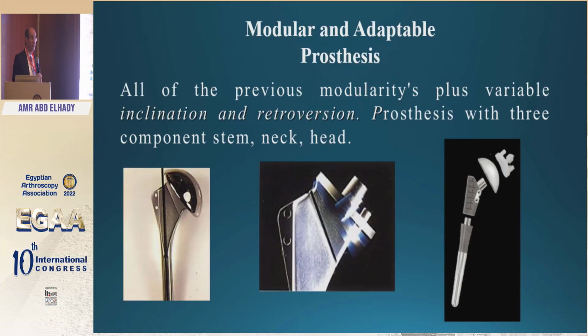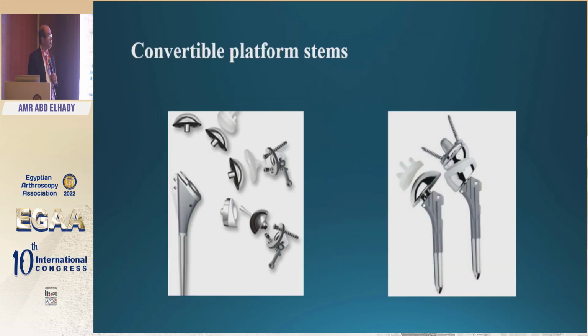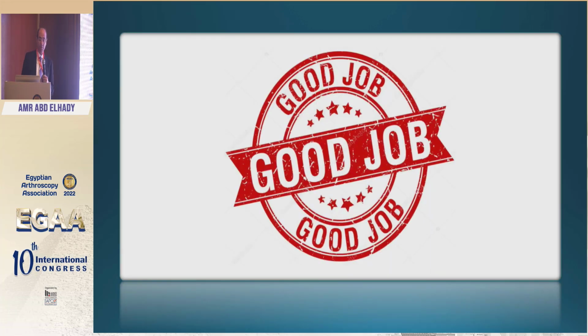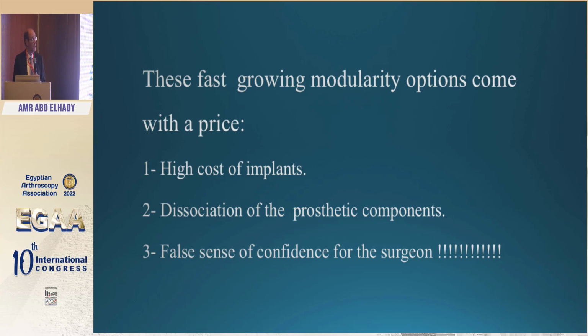Then come modular and adaptable heads or prostheses: all the previous modularities plus variable inclination and retroversion, with a 3-component stem, neck, and head. Then convertible platforms. They can do whatever you like as regards inclination, retroversion, and offsets. Very good, you can cover all of this. It's a very good job. But these fast-growing modularity options come with a price.